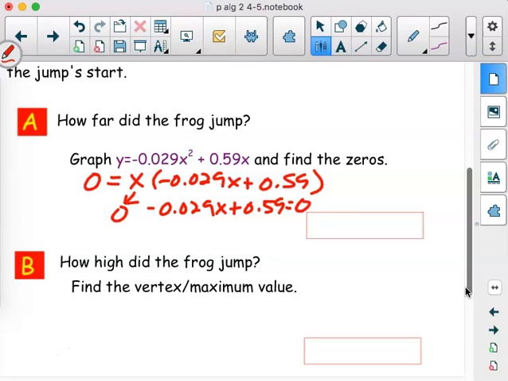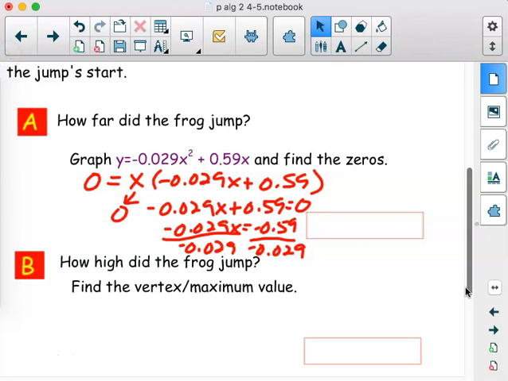So with this one, we'd subtract 0.59 from both sides and divide by negative 0.029. And for most people, that's probably going to get you the answer faster than the graphing calculator. But I'm going to show you both ways. So if you take the negative 0.59 and divide it by negative 0.029, we get 20.34 feet. So you wouldn't have to use the graphing calculator.